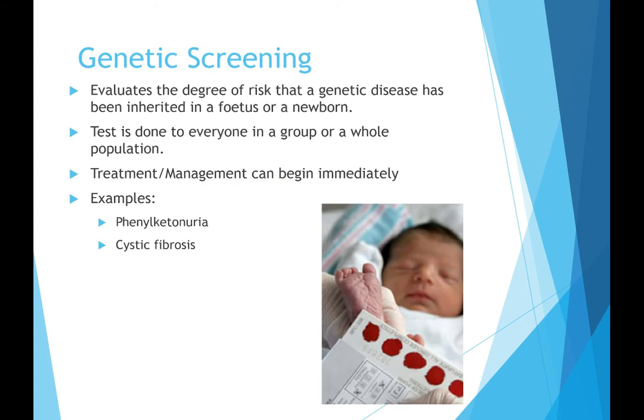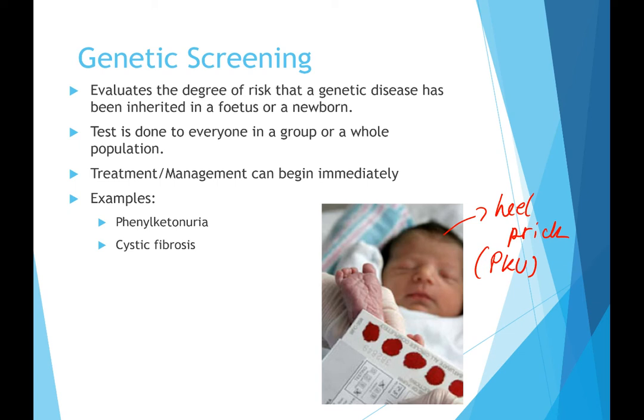Genetic screening, on the other hand, actually evaluates the degree of risk that a genetic disease has been inherited in a fetus or a newborn, an infant. And the tests are often done on everyone in a group or a whole population. So, for example, here we have the heel prick test, which is testing for a very, very dangerous genetic disorder called phenylketonuria, or PKU. And that's just so we can begin treatment and management as soon as possible.